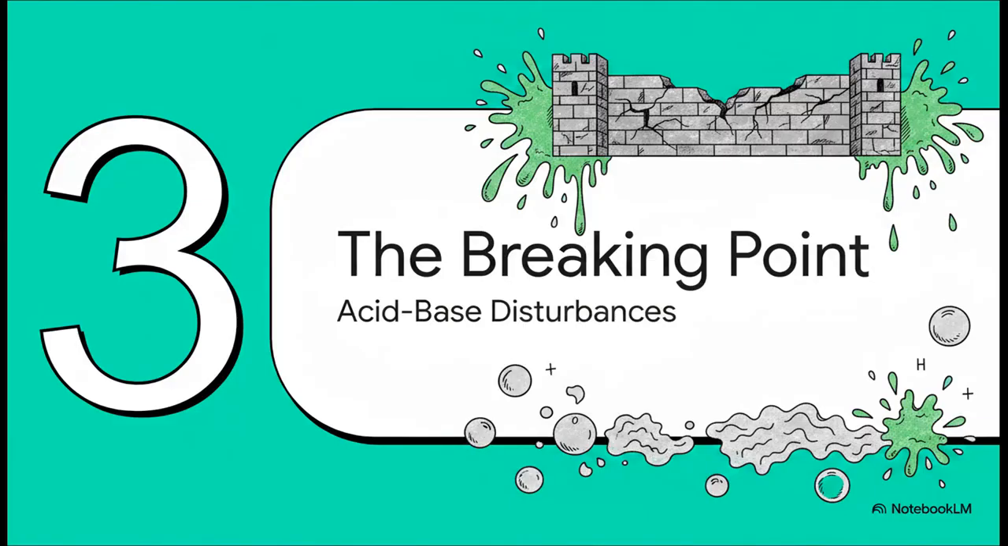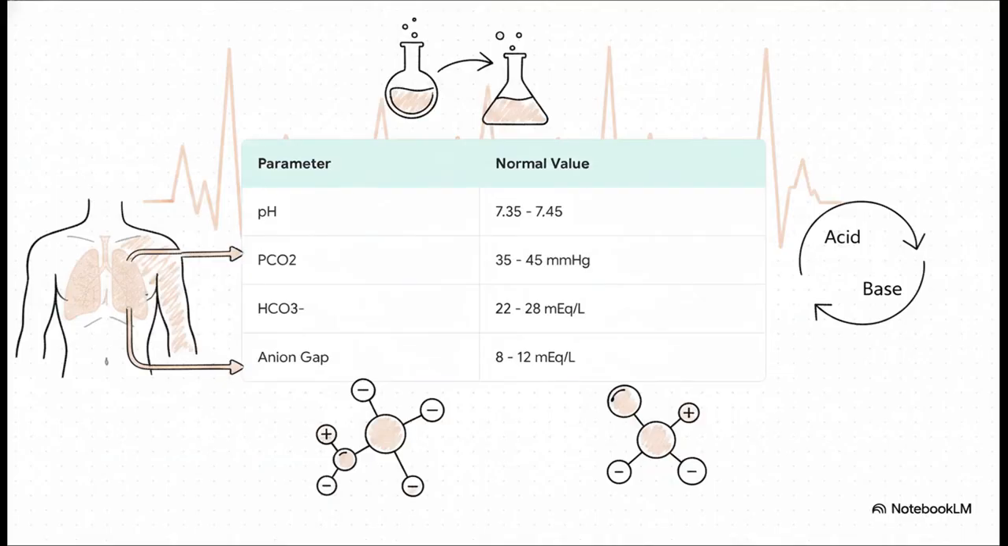All right, let's look at section 3, the breaking point. This is where we get into clinical acid-base disturbances. So, what happens when that physiological fortress is under constant acid attack and the microscopic shock absorbers finally fail? Well, doctors analyze a patient's breaking point using a test called arterial blood gases, or ABGs. They reference this exact set of normal values to diagnose where the disturbance is coming from.